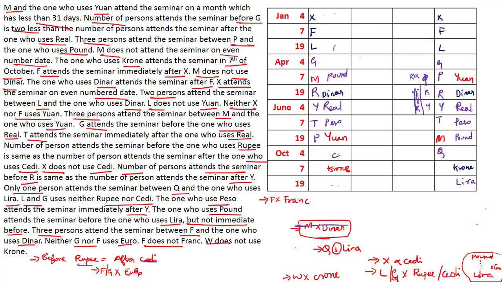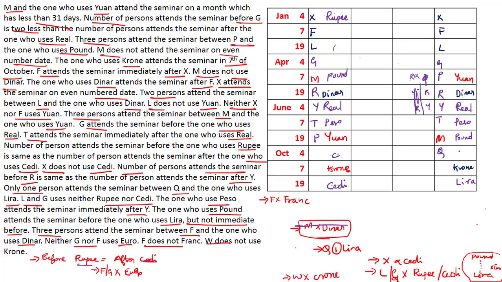But then it is said what? LRG do not use rupee. So it is not possible to place cedi here. Then only one possibility, that cedi can be here and rupee can be at this particular place. I hope you got it. In the same manner, sorry, cedi can be only here.